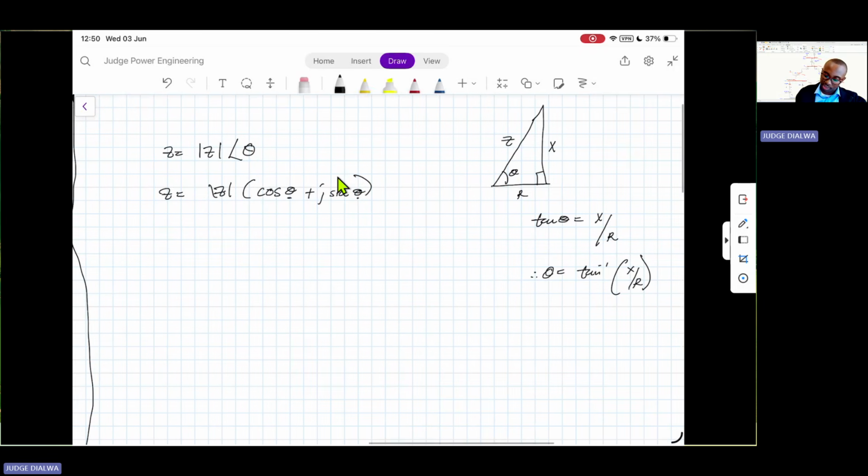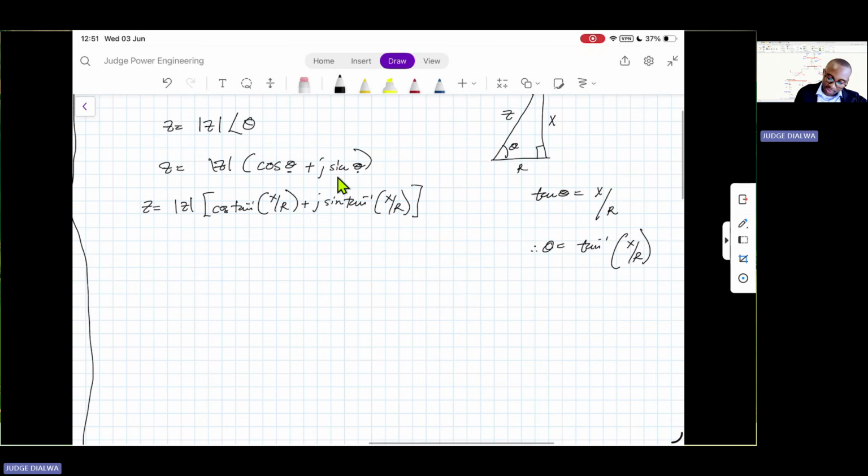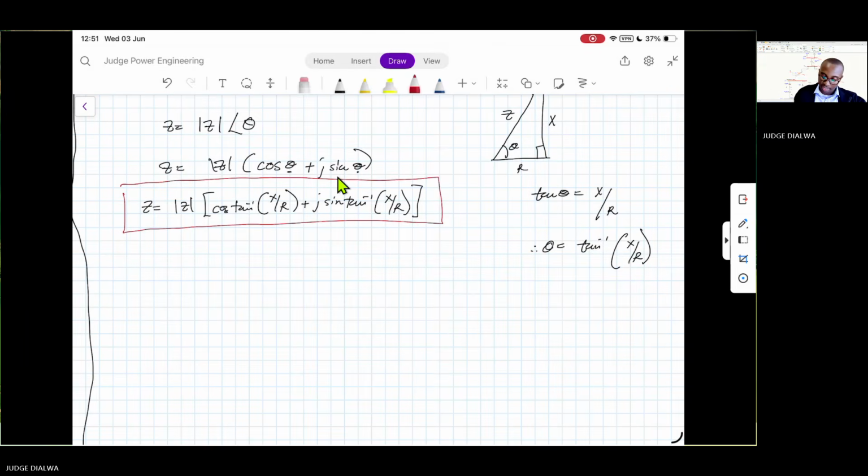And then substitute this theta into our equation. Then our impedance would be the magnitude times cos arctan X over R plus j sine arctan X over R. This will be one of the fundamental equations we'll be applying in representing our system in the form of an impedance diagram. Now, one thing to note is that our equipment are in different ratings.